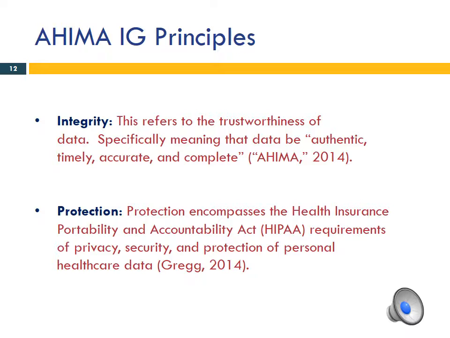The third principle of information governance is integrity. This refers to the trustworthiness of data, specifically meaning that data be authentic, timely, accurate, and complete. The fourth IG principle is protection. Protection covers the Health Insurance Portability and Accountability Act, which is HIPAA's requirement of privacy, security, and protection of personal healthcare data.